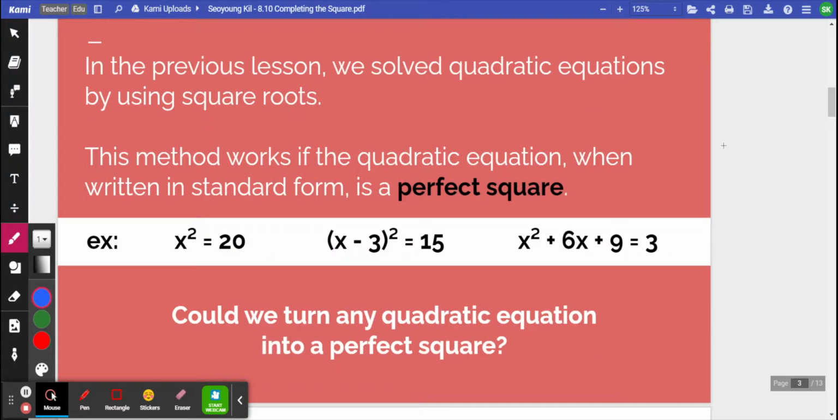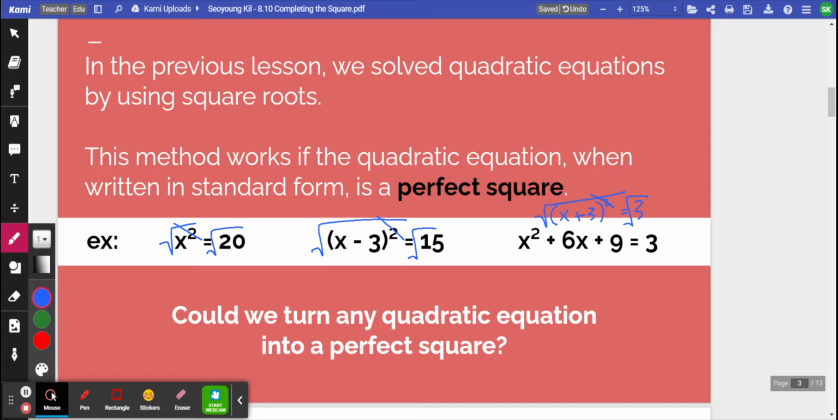Now let's think about the previous lesson, where we used square roots to solve quadratics. In all three of these examples, you can see that we can square root both sides in order to solve what x equals. In the third example, first we would need to factor this trinomial. And once we have the factored form, then we're able to square root both sides since everything is a perfect square trinomial.